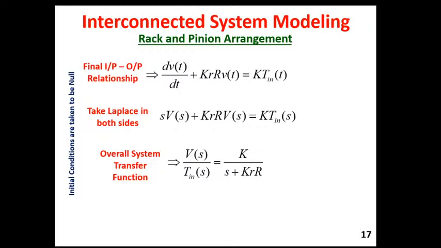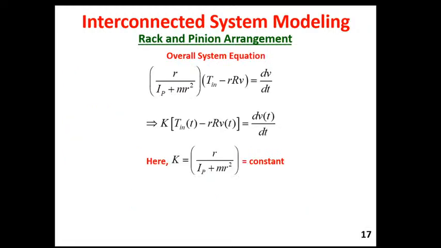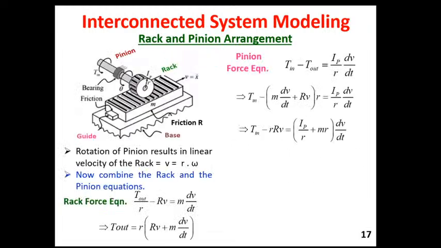Now this K into small r into capital R can be called the time constant of the system. Time constant sets the fastness and slowness of the system. The higher the value of the time constant, because we have seen the dynamics of time constant, the slower the system becomes, and the lower the value of the time constant, the faster the system becomes, okay. So this is the relationship between V(s) and T_in(s), which is nothing but the output quantity and input quantity for this mechanical and electrical arrangement, which is shown by the rack and pinion arrangement.